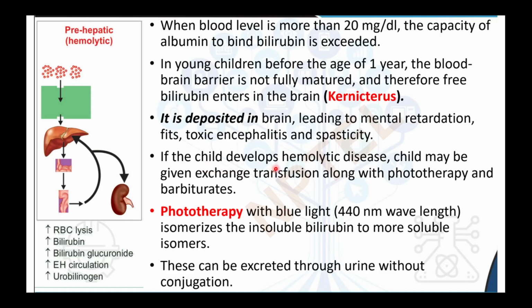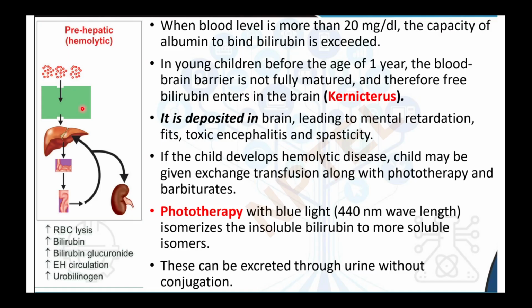And if the child develops hemolytic diseases, the child may be given exchange transfusion along with phototherapy and barbiturates. Okay. So phototherapy with blue light isomerizes the insoluble bilirubin. Now I told you the bilirubin was insoluble. That's why that conjugation with albumin was necessary. And now an excess of bilirubin has been produced, so it has to be solubilized somehow.